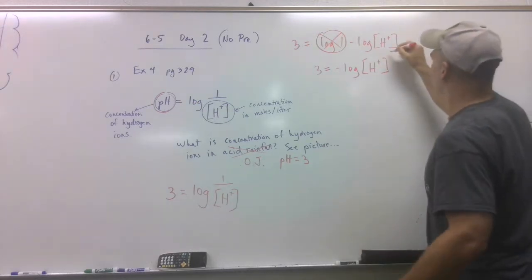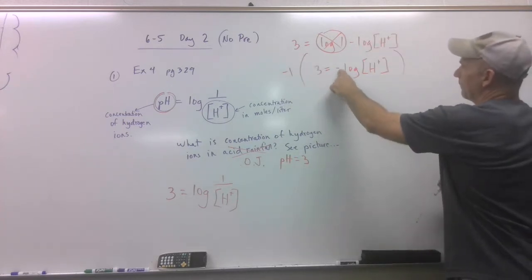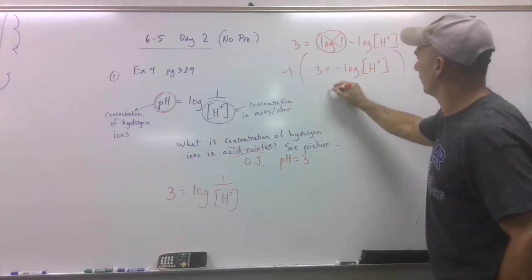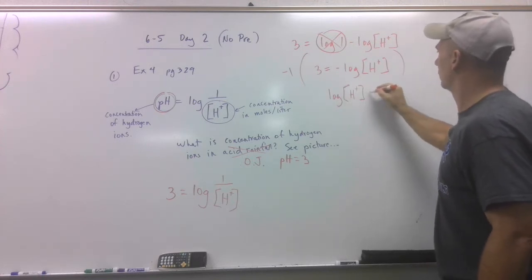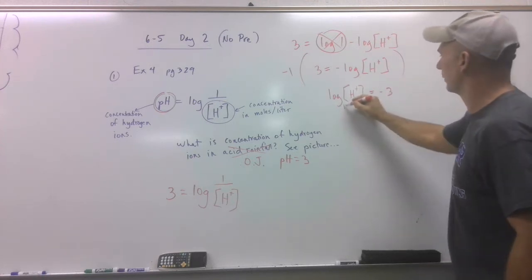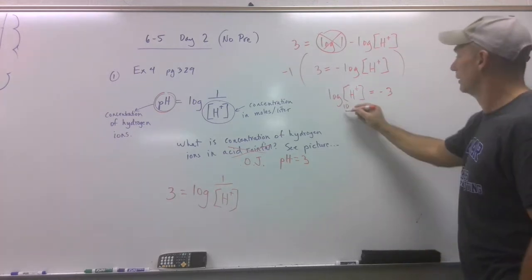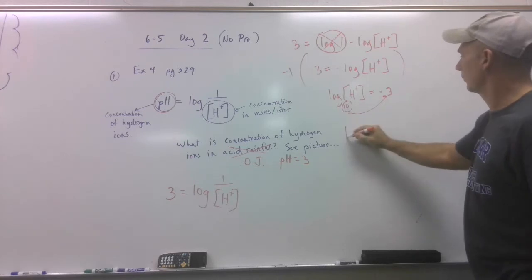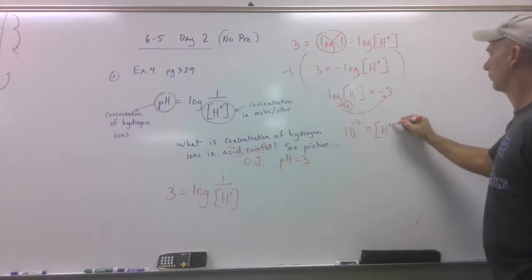Now, I'm going to do two things. I'm going to multiply both sides by -1, so I want to get rid of that. And I'm going to spin it around. So log of that weird looking thing equals -3. Remember, there's an invisible 10 there if there isn't something in the base position. So now 10 to the -3 power equals what we're looking for.